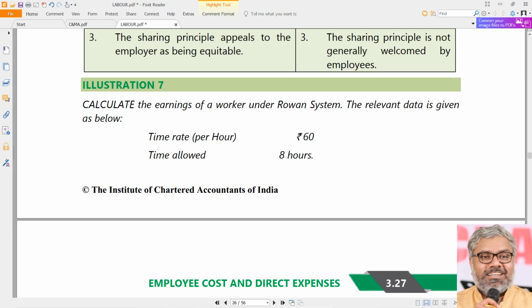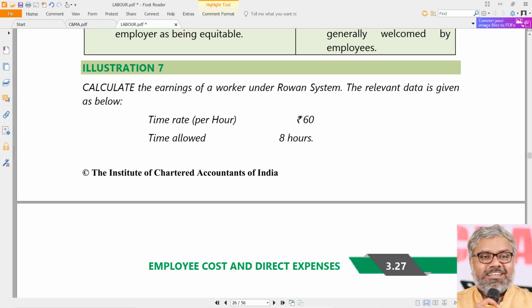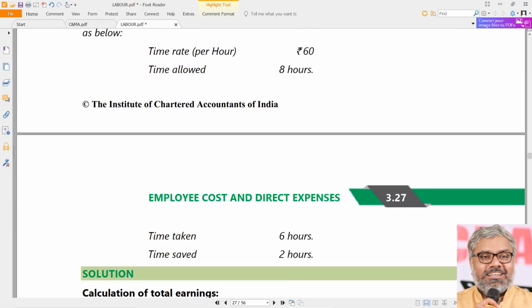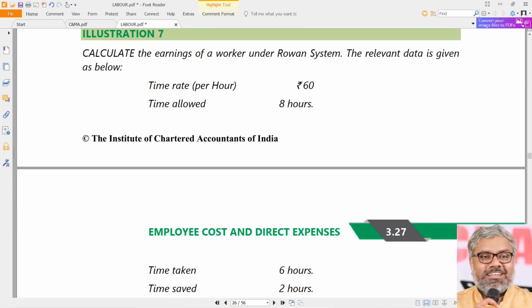But most important thing is formulae. That is very important. You should remember the formulae and you should be able to apply those formulae in the problems that are going to be given in this chapter. So let us go to illustration number 7. Just for understanding purposes. This is not exam question and all, just only to apply the Rowan system.